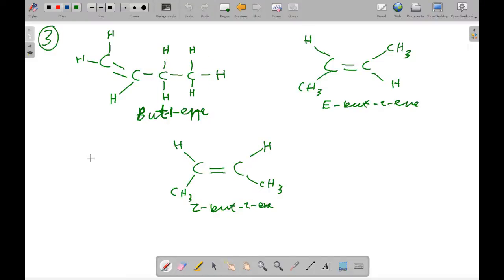And the answer to part 3 is but-1-ene, E-but-2-ene, and Z-but-2-ene.